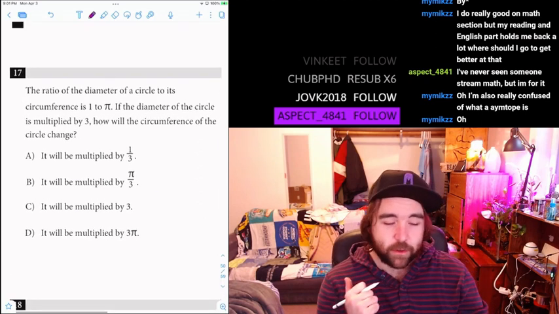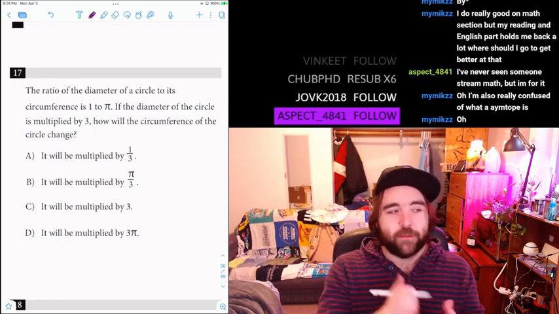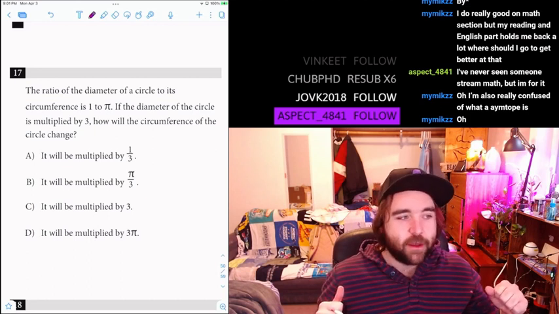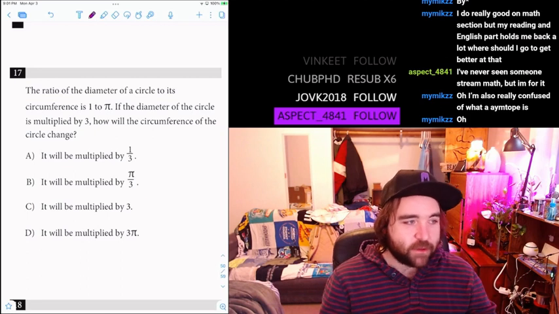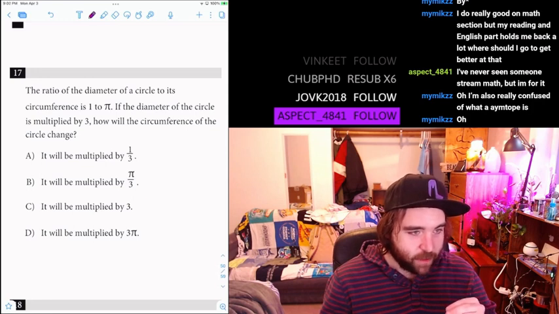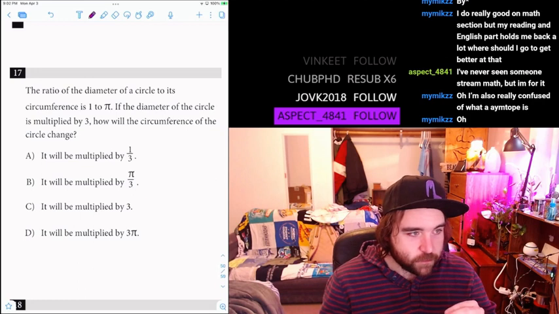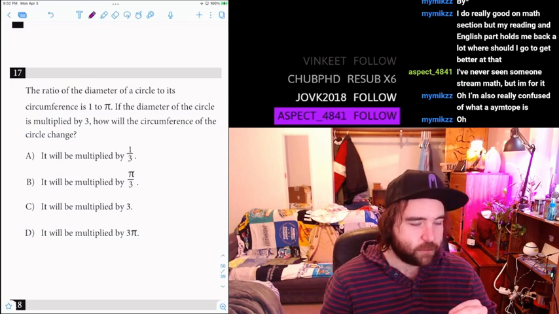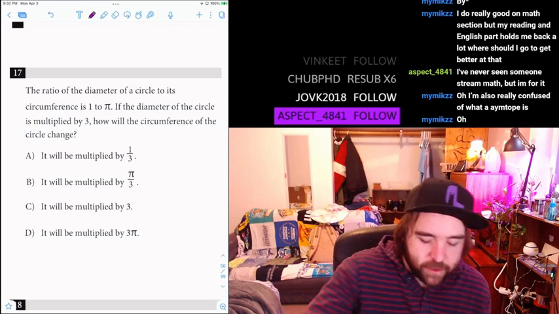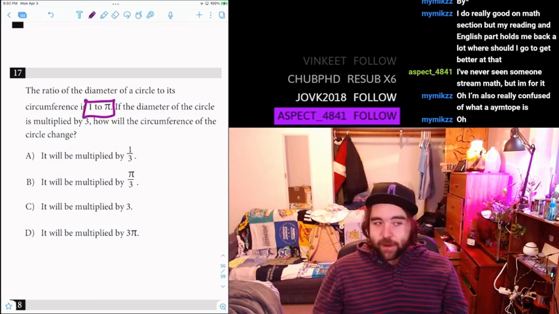Okay, this is what we were talking about earlier with multiplying the length by something versus multiplying the area by something. So the ratio of a diameter of a circle to its circumference is 1 to pi. Oh, maybe it's not. Well, the diameter of the circle is multiplied by 3. How will the circumference of the circle change? So we actually don't even care about this. It's just the whole idea. So they try to make it seem like it's what we were talking about earlier, but it's not.